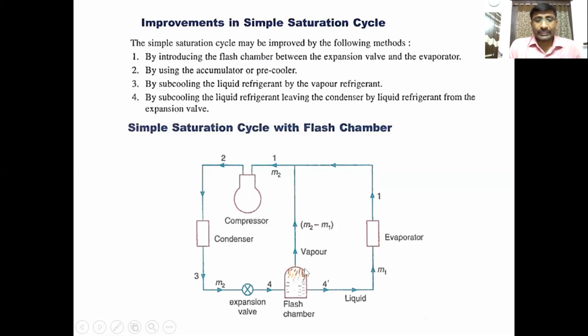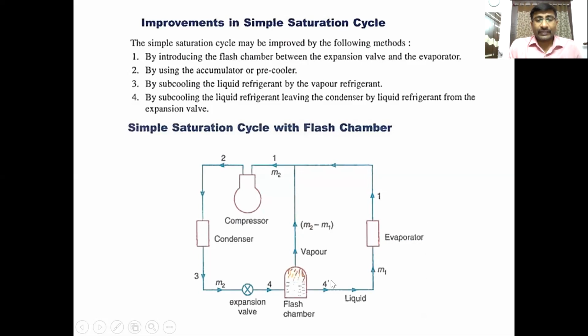This flash chamber is a storage device in which the wet vapor is stored after the expansion valve. Generally, vapors have less density when compared to the liquid particles. Therefore, the vapors occupy the upper part of the flash chamber, and the bottom part of the flash chamber is only liquid. From there, the liquid enters the evaporator, and the vapor part of the refrigerant is sent directly to the suction side of the compressor, that is, the inlet to the compressor.